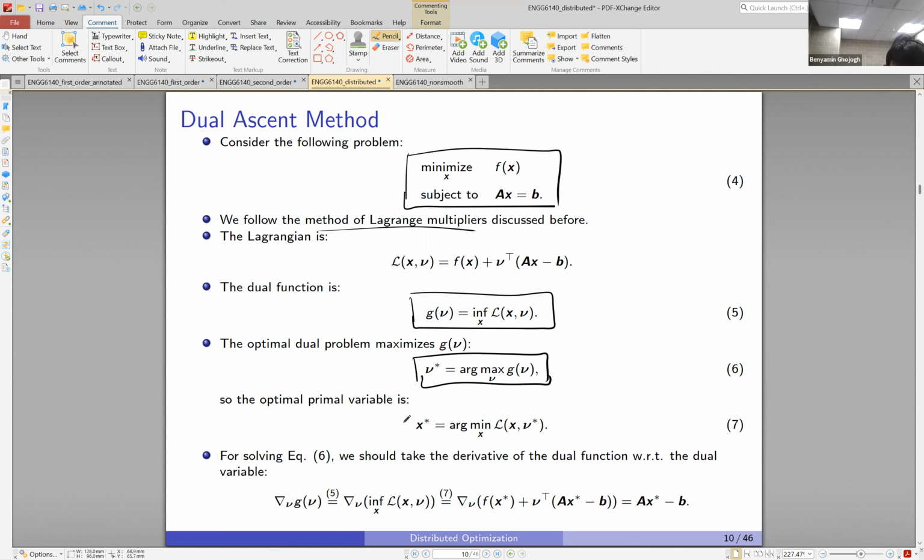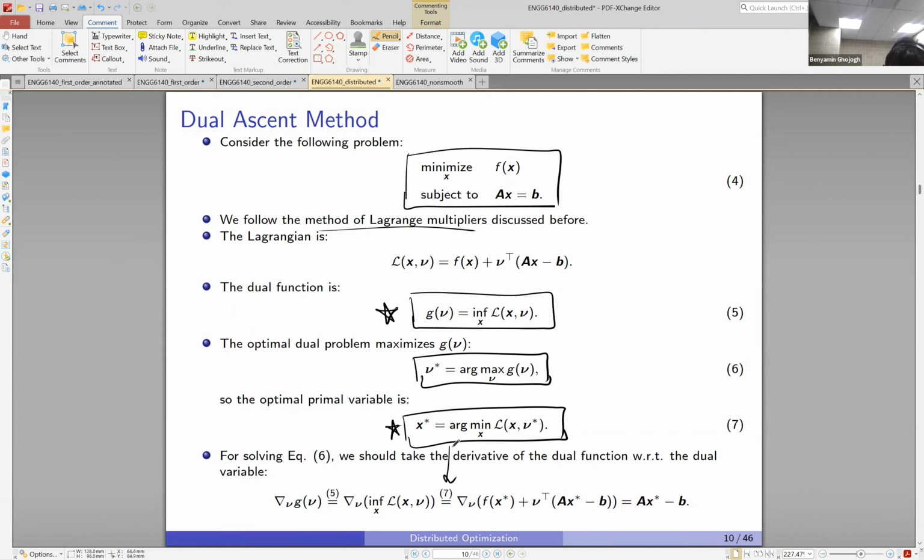So the optimal primal variable x star is the argmin of the Lagrangian of x and nu star with respect to x. Okay, for solving equation 6, we should take the derivative of the dual function. This is a dual function. Take the derivative with respect to the dual variable. Do you remember the method of Lagrange multipliers? So take the derivative of g(nu) with respect to nu. According to equation 5, it is the derivative of the infimum of the Lagrangian with respect to x. The derivative is with respect to nu. According to equation 7, I'm putting it here.